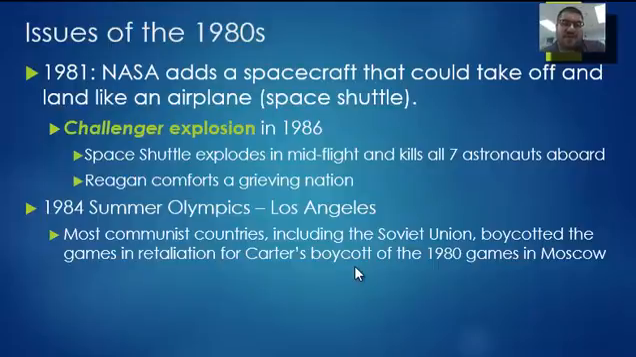In 1984, the Summer Olympics are held in Los Angeles, first time in 50 years that they have been held in the United States, and most communist countries boycott this, including the Soviet Union, because Carter boycotted the 1980 Games in Moscow.